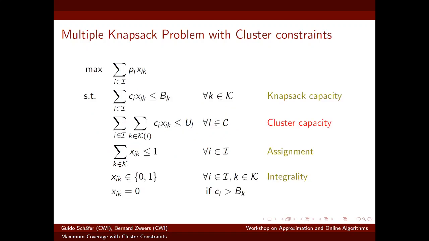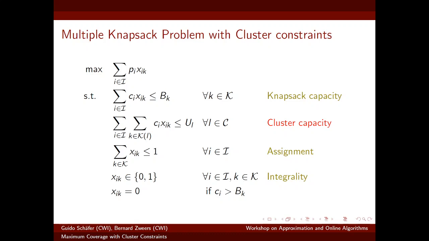You can formulate this ILP with an extra constraint. It's the same as we've seen before. The difference is now that we have a capacity constraint on the cluster capacity, and one on the knapsack level. So this is something where we cannot apply the technique we just saw, because we need to know how to divide the cluster capacities among the knapsacks.